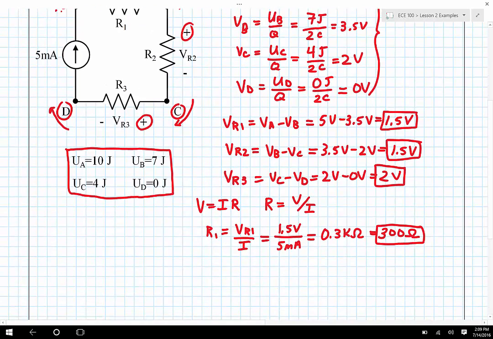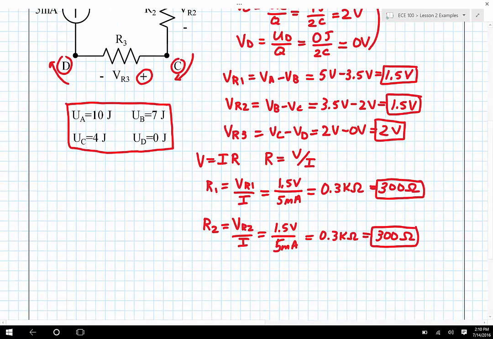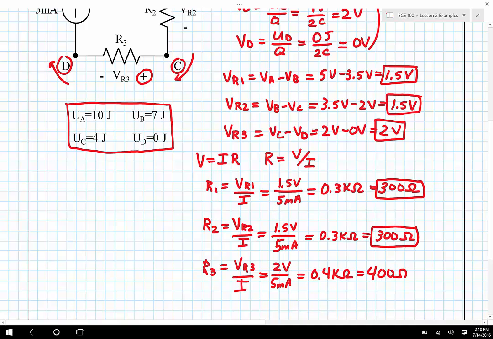So now we found the first resistor. R2 is going to be the same. This is going to be V sub R2 divided by I, which is still 1.5 volts divided by 5 milliamps, which is 0.3 kiloohms, which is 300 ohms. And then finally R3 is going to be V sub R3 divided by I, which is going to be 2 volts divided by 5 milliamps, which is 0.4 kiloohms, which will be 400 ohms.